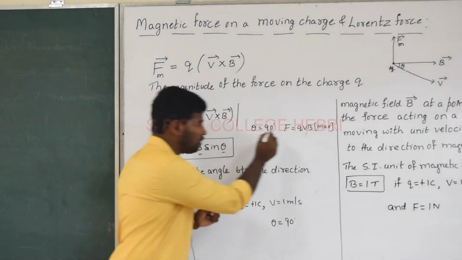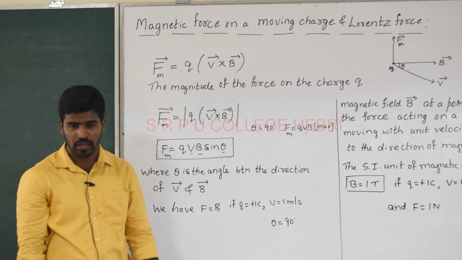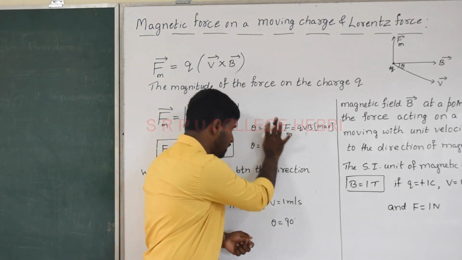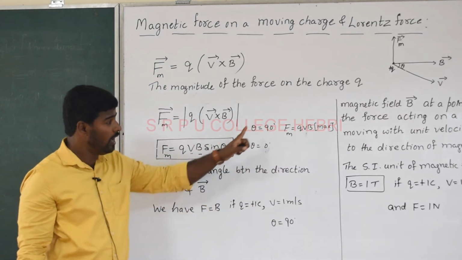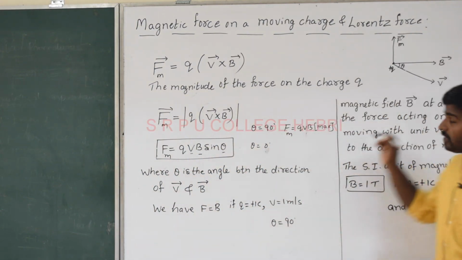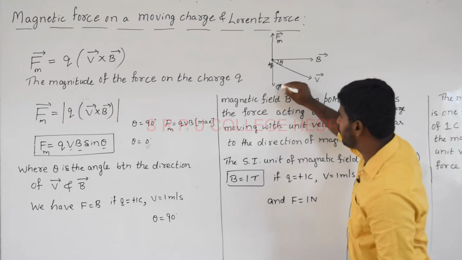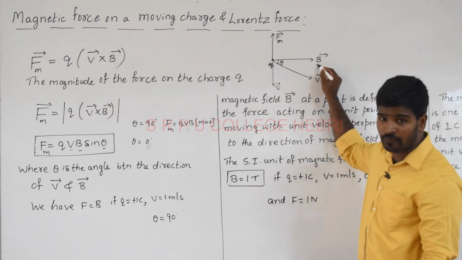The magnetic force on a unit positive charge is maximum. Is that clear? If theta is equal to 0 degree, what is the meaning of theta is equal to 90 degree? Look, theta is equal to 90 degree means the velocity component is perpendicular to the magnetic field component. Is it clear? The velocity component is perpendicular to the magnetic field component.